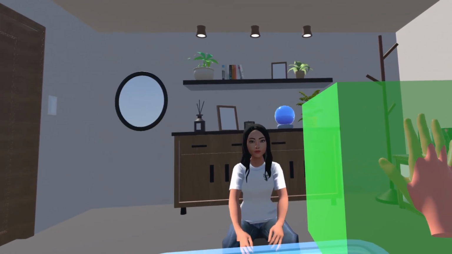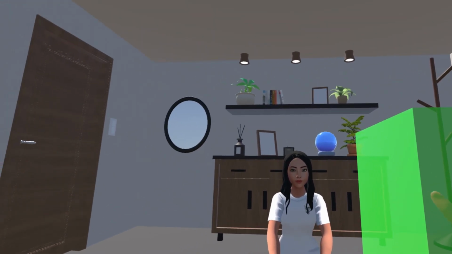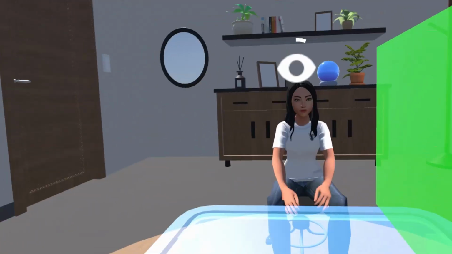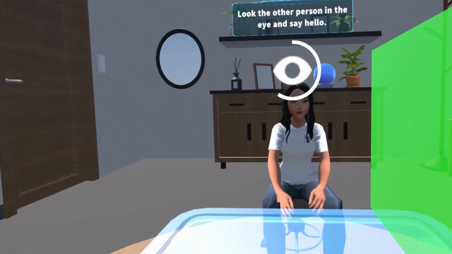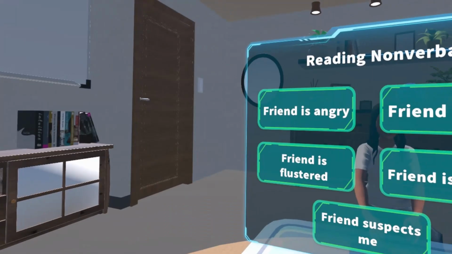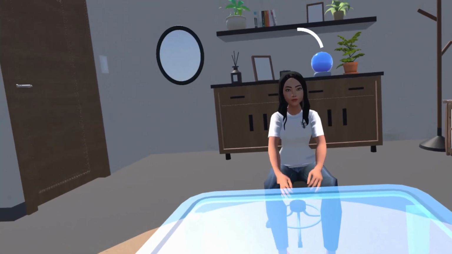End the conversation on a positive note. Make eye contact and wave goodbye. Good job. And give it a try. Make eye contact with the embarrassed person.